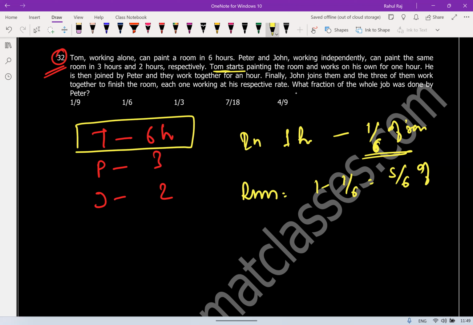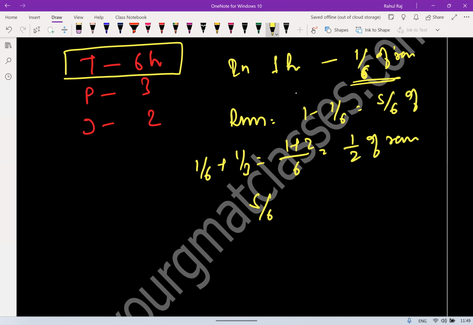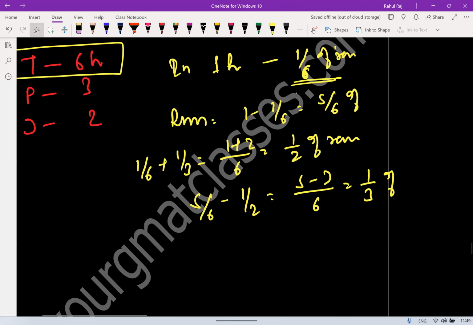Simple, straightforward logic. Now he says that he is joined by Peter and they work together for 1 hour. So when Peter and Tom join, how much of the room will they finish in 1 hour? 1 by 6 plus 1 by 3. That is half of the room. So what is the remaining room now? 5 by 6 minus half. That is 5 minus 3 over 6, which is 1 by 3 of the room remaining.